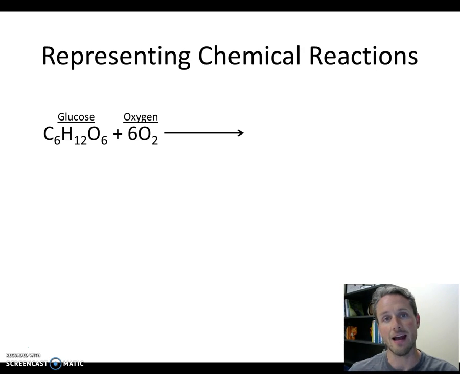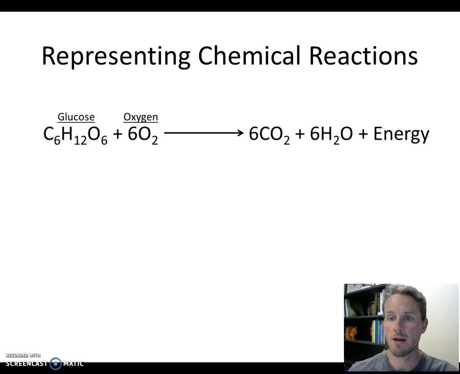And then on the other end of the arrow, we're going to get out some things that our chemical reaction produces. In this specific example, we're going to get out three things: carbon dioxide, water, and some energy. So this is a chemical reaction that begins with glucose and oxygen. The chemical reaction happens, and we get out carbon dioxide, water, and energy.